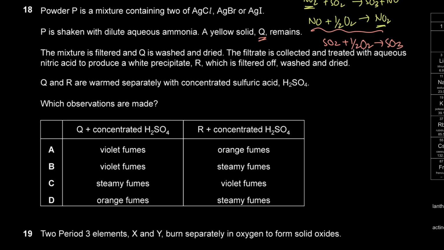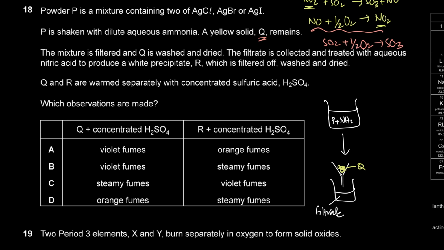Which observations are made? So over here, we're starting with a powder P and we have dilute aqueous ammonia, NH3 aqueous. What we get is a yellow solid Q that remains when P is shaken with the dilute aqueous ammonia. So we can filter off that yellow solid, and we get the filtrate. Here we get our yellow solid Q, and here we have our filtrate. Now this filtrate is treated with aqueous nitric acid to produce a white precipitate R.